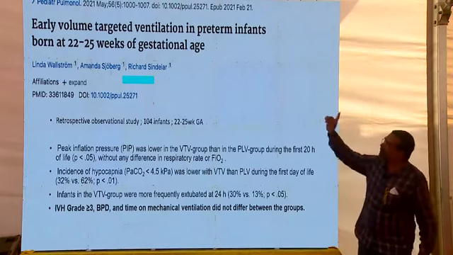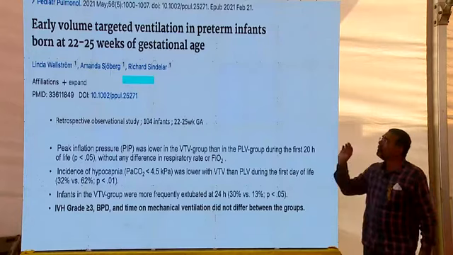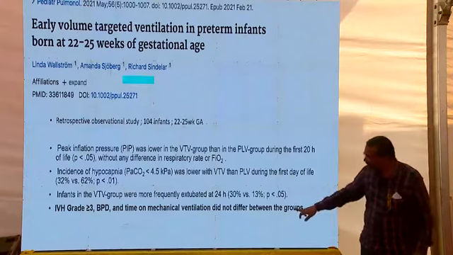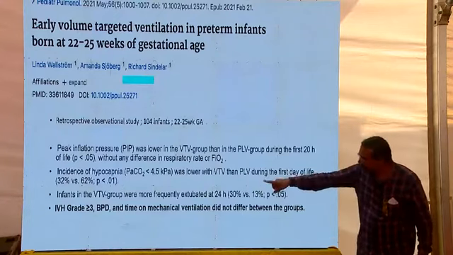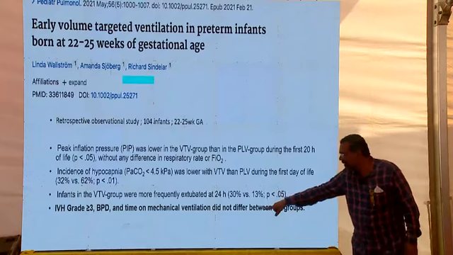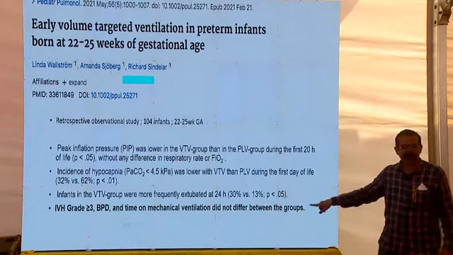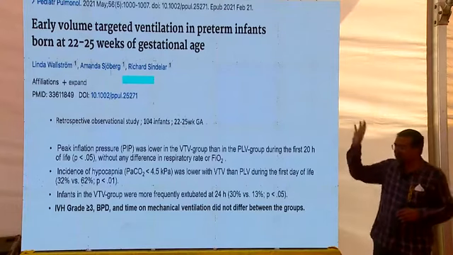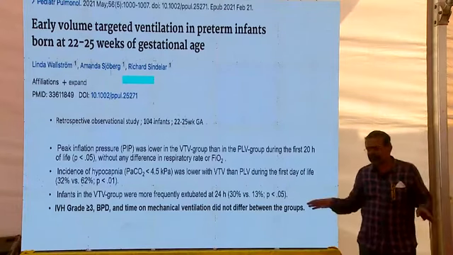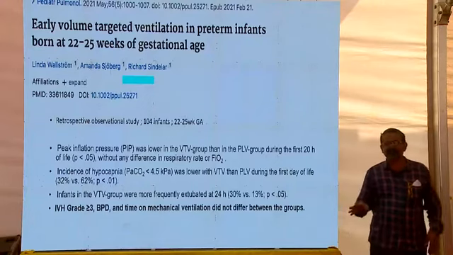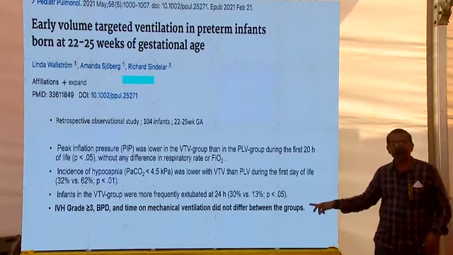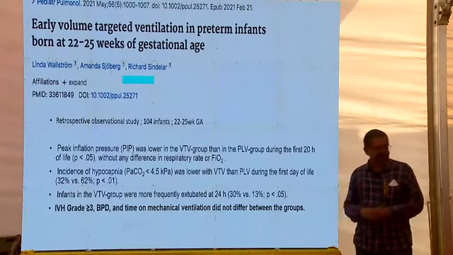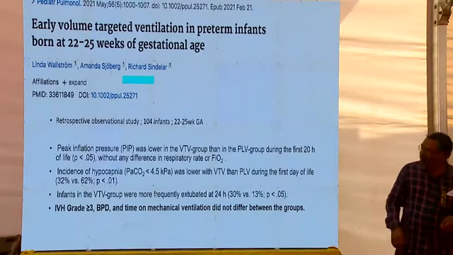Now in this 22 to 25 week gestation age group, early volume targeted ventilation was compared with pressure ventilation. What they observed is that IVH grade 3, BPD, and time on mechanical ventilation did not differ between the groups. This is the most difficult ventilation, a group where lungs cannot be normal at all. Lungs are definitely abnormal, with severe surfactant deficiency, where volume and pressure are the same. So pressure and volume both have advantages and disadvantages, and we have to choose wisely. Next one.